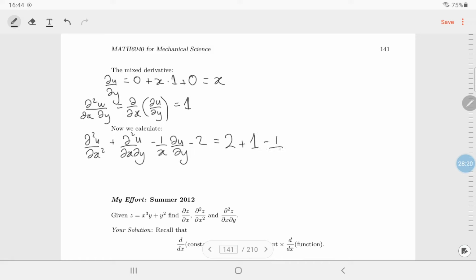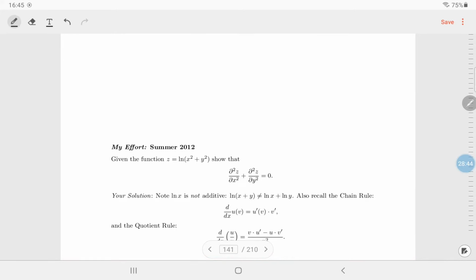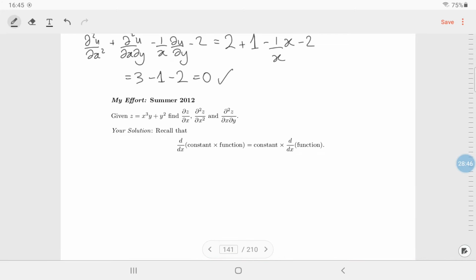Minus 1 over x times the derivative with respect to y, that's up the top, that's x, and then minus 2. So I have 2 plus 1, that's equal to 3. Minus 1 over x times x, that's basically x divided by x, so it's minus 1, and we have the minus 2. 3 minus 1 minus 2 is equal to 0, which did the job.